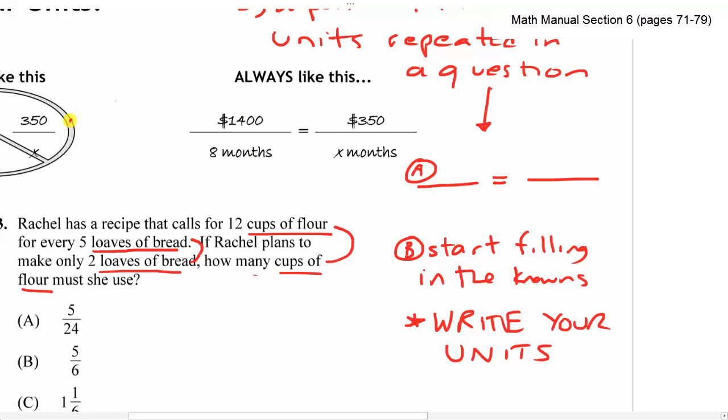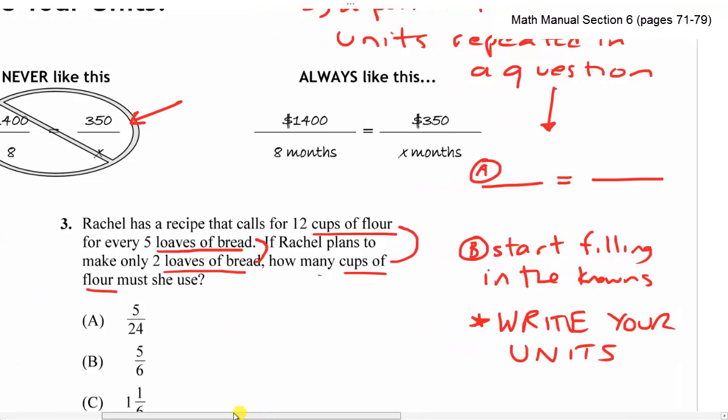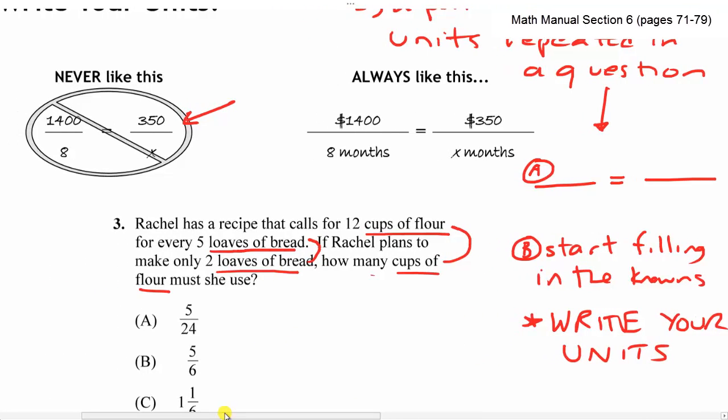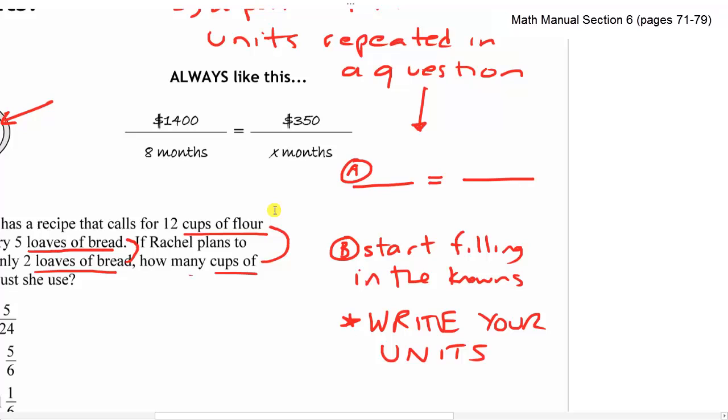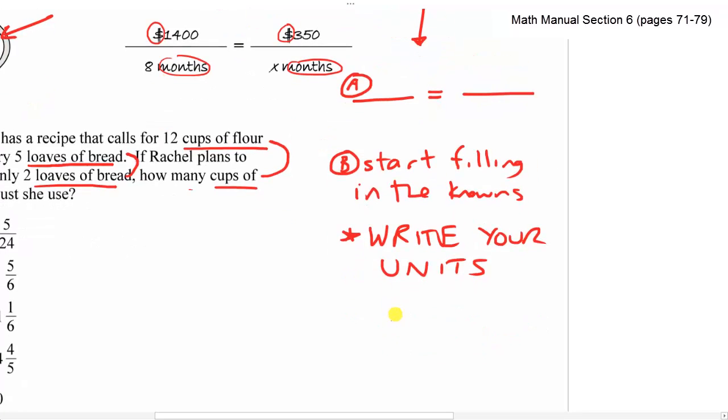We never want to write a proportion like this. We never want to write a proportion where we just have numbers. We're going to run the risk of making a careless mistake if we write a proportion like this, because we might end up putting numbers in the wrong place, multiplying numbers that shouldn't be multiplied. What we want to do is write our units. We want to put dollars in the numerator, months in the denominator, and we actually want to write those units out. And then C, the third step, is we'll cross multiply.